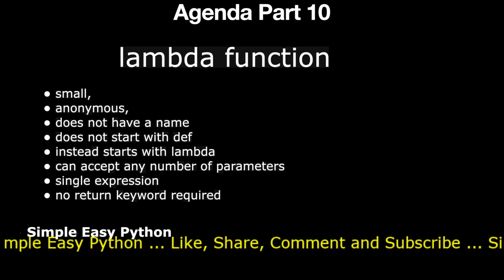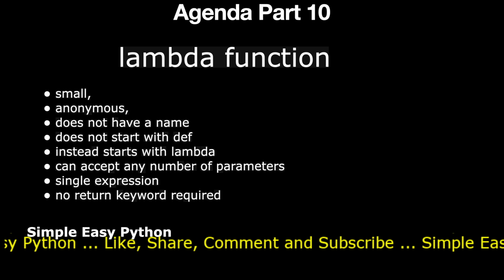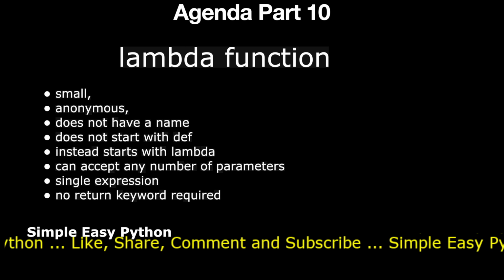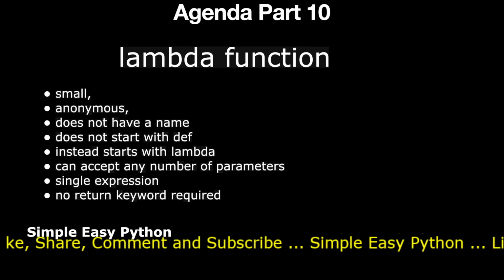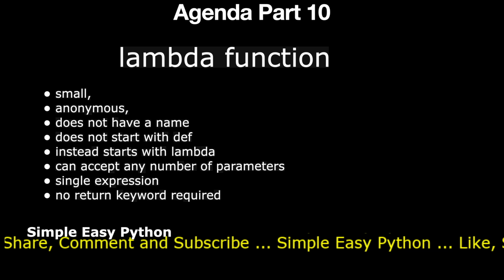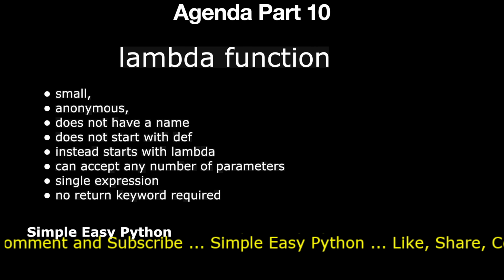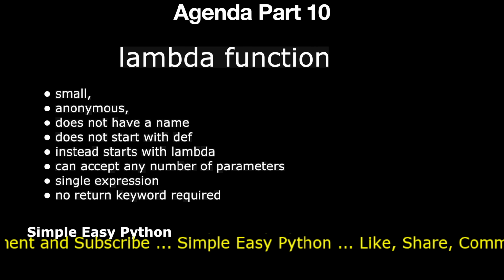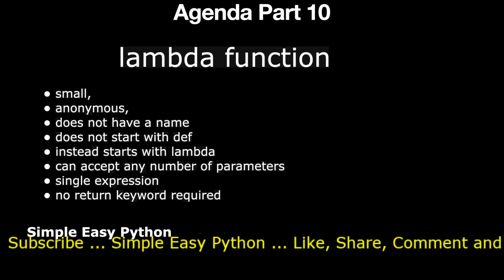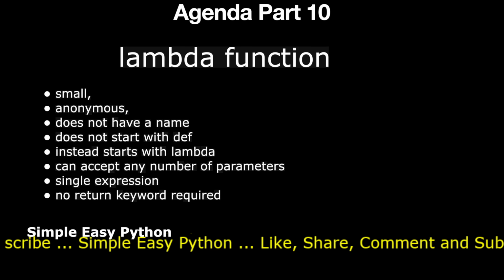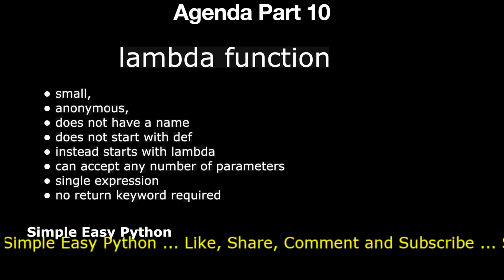What is Lambda function? It is a small single line anonymous function. When I say anonymous, it means it does not have a name. Unlike a traditional function, it does not start with a def keyword, neither is a return keyword required. Instead, it starts with lambda. The keyword here is lambda instead of def. It can accept any number of parameters but can have only one single expression. And as I said earlier, no return keyword is required.